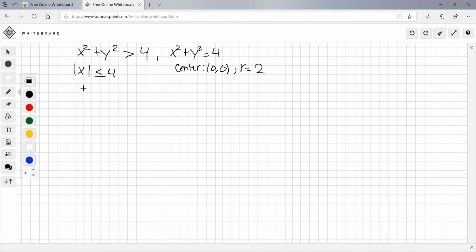And now remember, absolute value, you're going to have two answers. So we can write it as x equals 4 or x equals negative 4. So we know everything, so we can start graphing it. I'm going to graph the circle first.